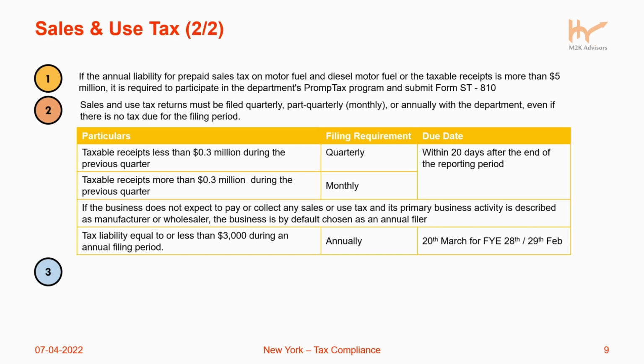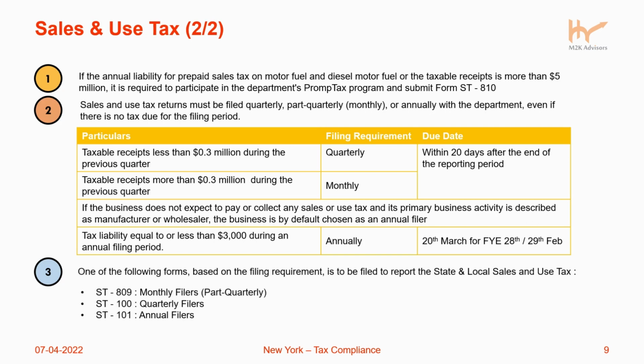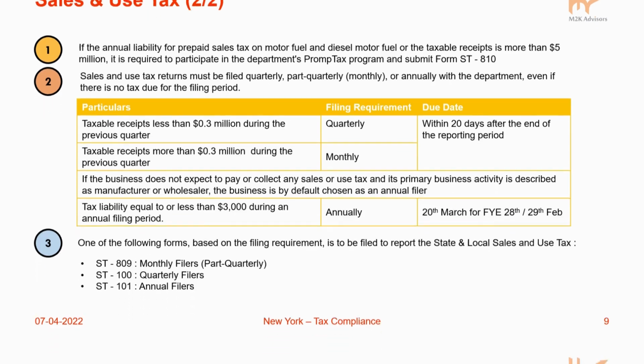Refer the below table. One of the following forms, based on the filing requirement, is to be filed to report the state and local sales and use tax. ST 809, monthly filers, part quarterly. ST 100, quarterly filers. ST 101, annual filers.